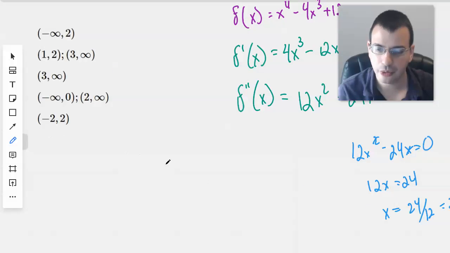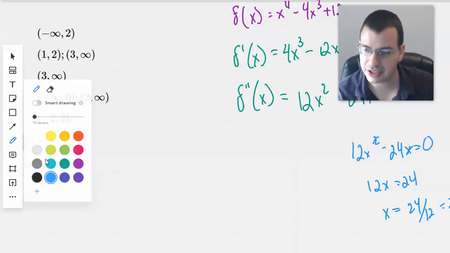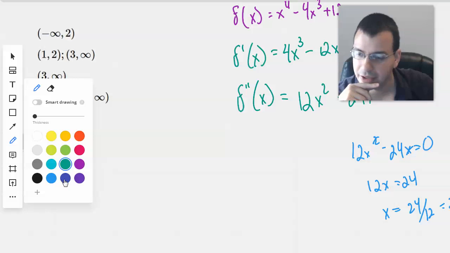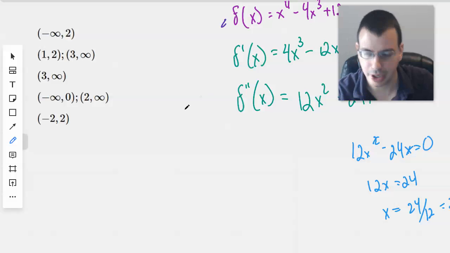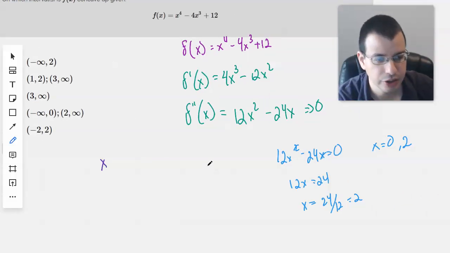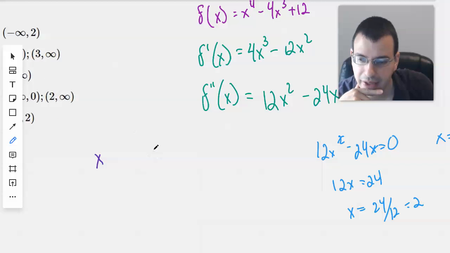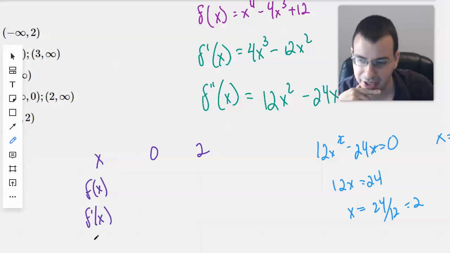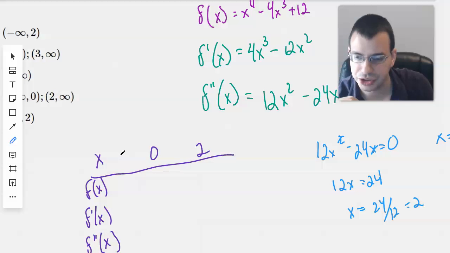Now I'm going to draw this out as a table. Oh, I already used green. Dark purple? Okay, I'm good with that. So we have the points 0 and 2. And since we have the entire world to deal with here, negative infinity to positive infinity, I'm going to leave some space on the end for both infinities.